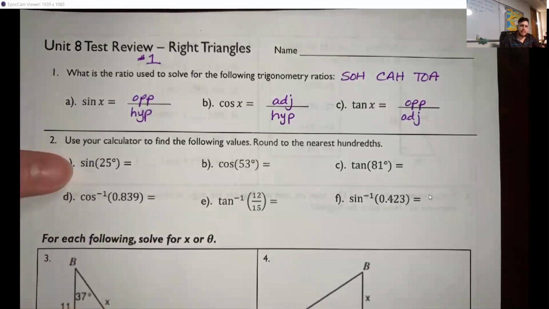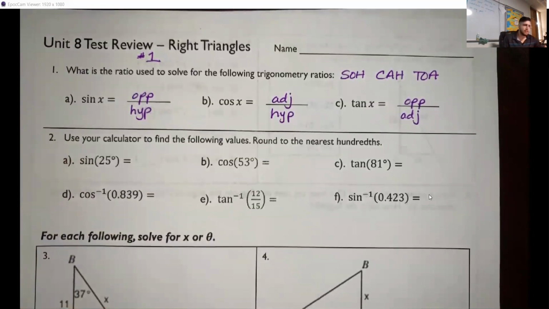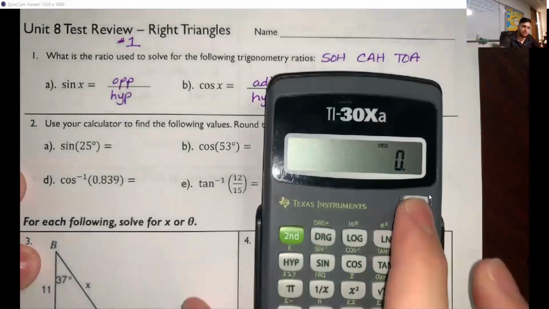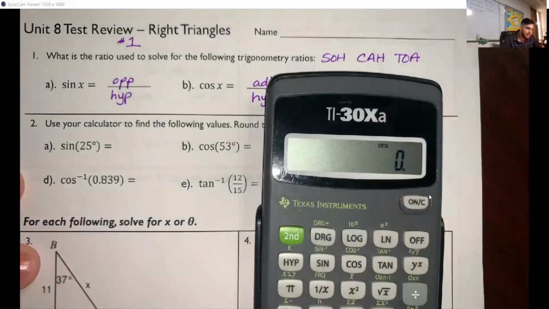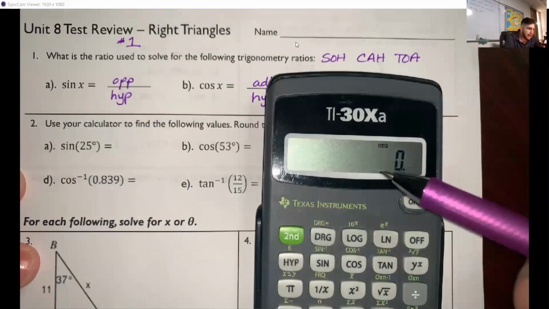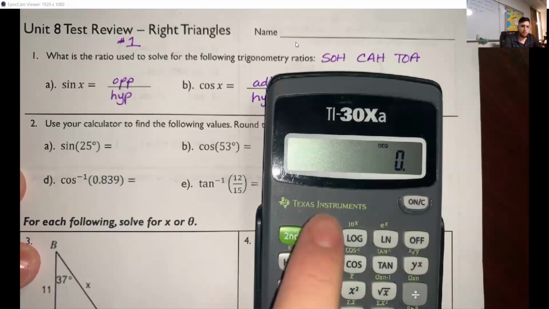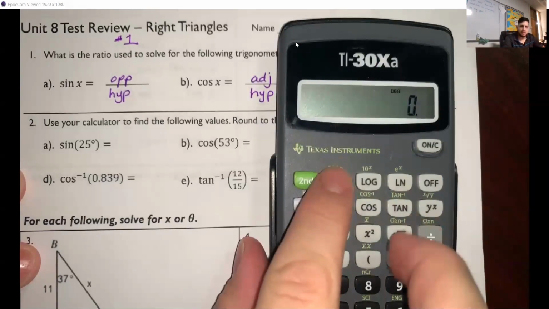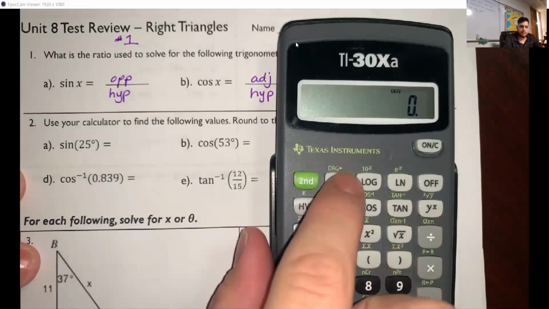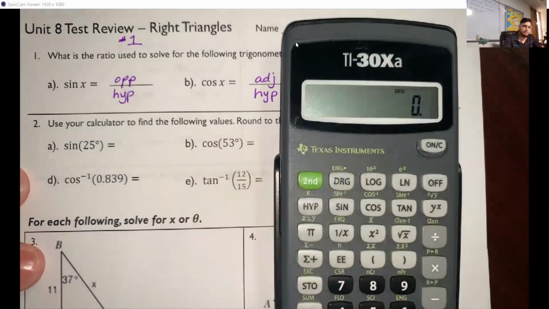Now for this one, it says use your calculator to find the following values and round to the nearest hundredth. I just want you to practice putting things in your calculator. Isn't that easy? If I want to take the sine of 25, first of all, make sure that your calculator is set to degree mode. And if you're not sure with these calculators, you just have to press the degree button until it says DEG up at the top.